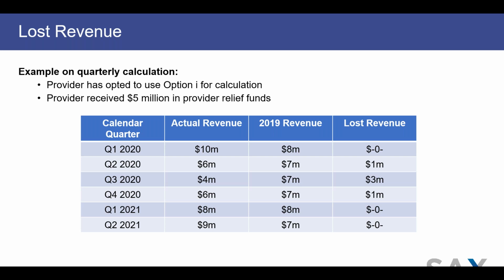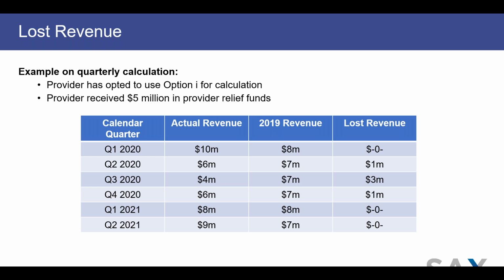So you can see in quarter 2, 3, and 4, there were declines in revenues. So there is lost revenue in those periods that add up to the 5 million. You can see in the other periods, for instance, quarter 1, the actual 2020 is greater than 2019. However, for that period, it would be considered 0 because that would be disregarded.